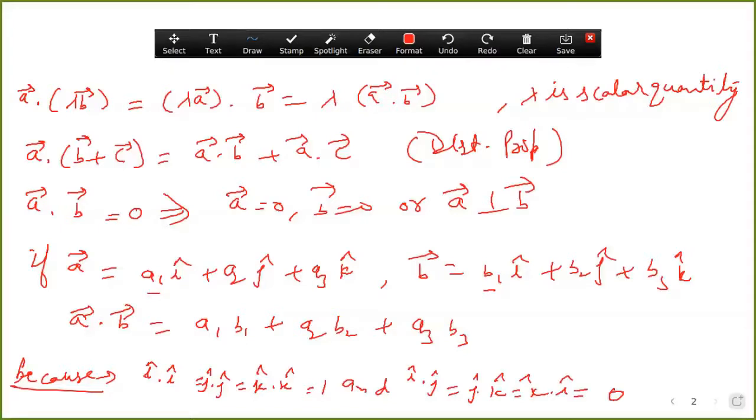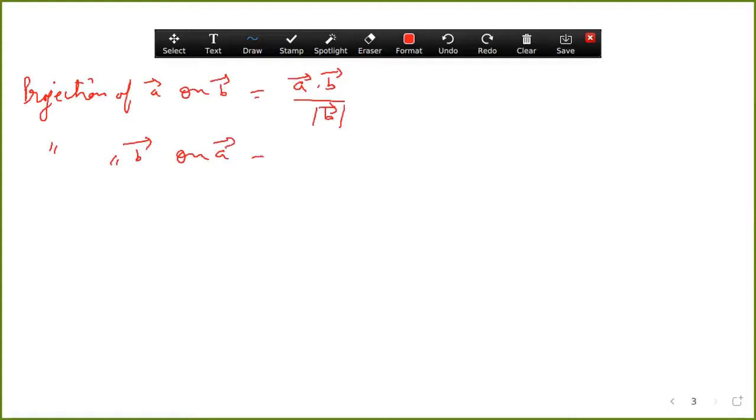Now the next topic for the dot product is the projection of a vector on another vector. Suppose you want to calculate the projection of A vector on B, that will be A dot product with B, with the magnitude of B in the denominator. For the projection of B on A, it is the same A dot B in the numerator, but in the denominator it will be the magnitude of A vector.